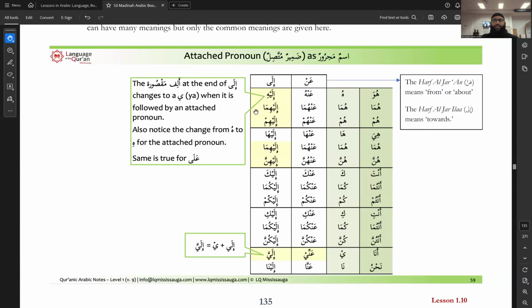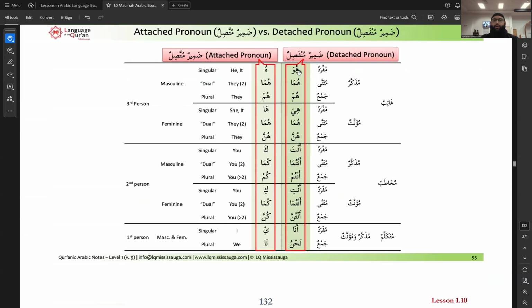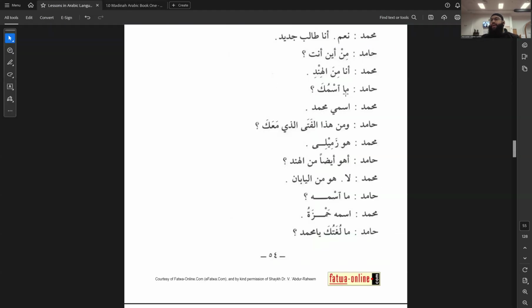Remember here we have two. The list on the right are the detached or disconnected pronouns, and the left are the attached or connected pronouns. The one in the sentence is the attached pronoun. So what is the associated detached pronoun? Anta. Very good. Anta. So when you're asking someone for their name, you don't say ma ism anta. You use the kaf. Not what is you name. What is your name? Kaf means your. Ismi Muhammadun. What does ismi mean? My name. So when you add that ya to the end, it means my name.